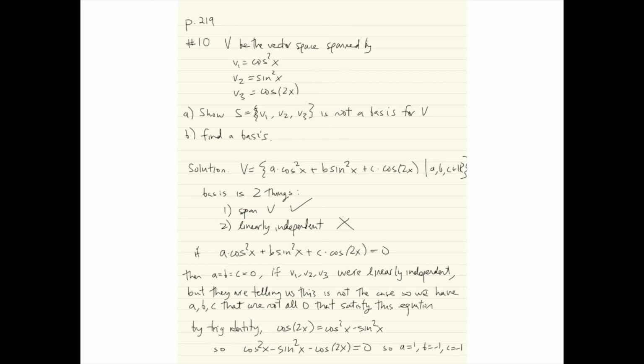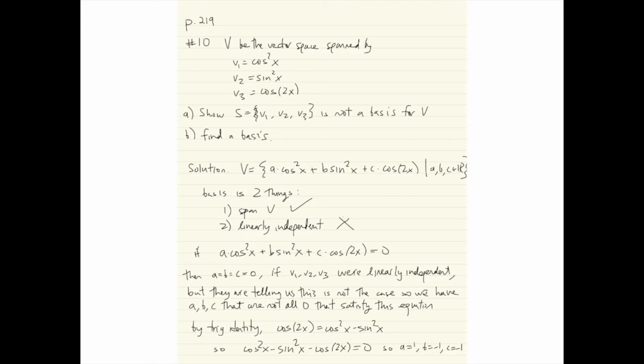So let's check, or try to check, what linearly independent would mean. That would mean that if A times cosine squared x plus B times sine squared x plus C times cosine of 2x is equal to 0, then A, B, and C would have to equal 0 if these vectors were linearly independent. Let's see that they're not.